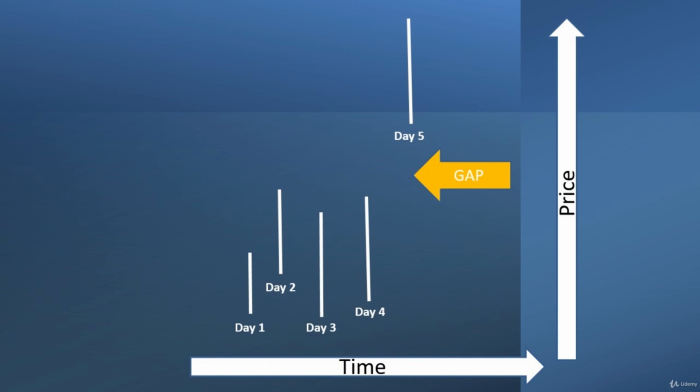But then on day 5, there is a gap. You can see that there's a space in between the highest high of the range from day 4 and the lowest low on day 5.